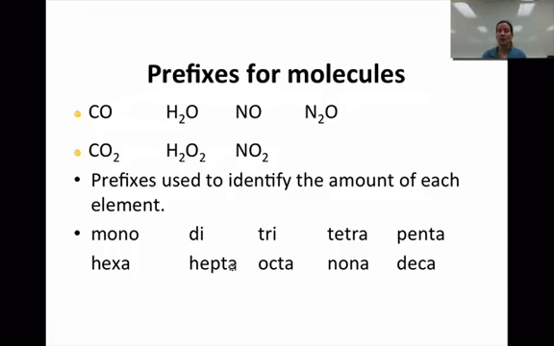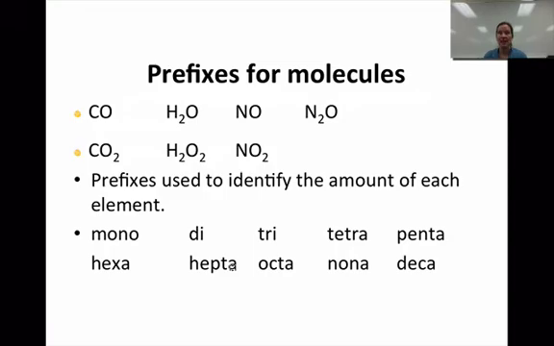Now a rule: if you listen, carbon monoxide, basically it's not monooxide. When you have a double vowel, you drop the vowel from the prefix. The other thing you're hearing, I'm not saying monocarbon monoxide. You only use the prefix mono in front of the second element if there's only one. Below that we have carbon dioxide because there's two oxygens, and again you don't say monocarbon dioxide because when the first one is one, you don't use mono.